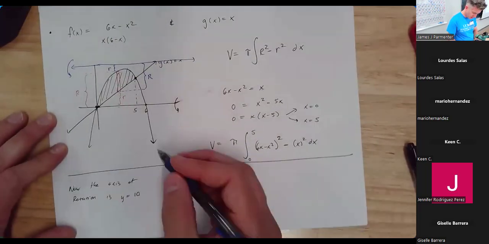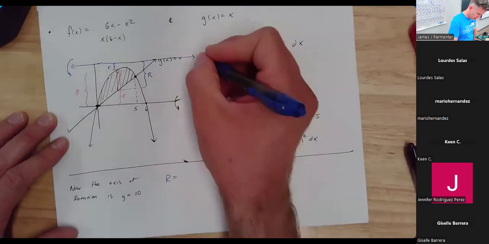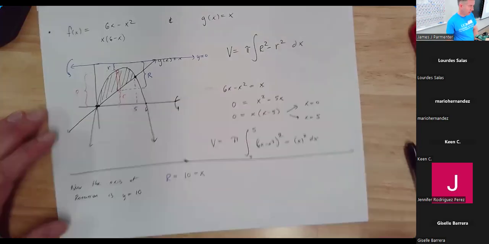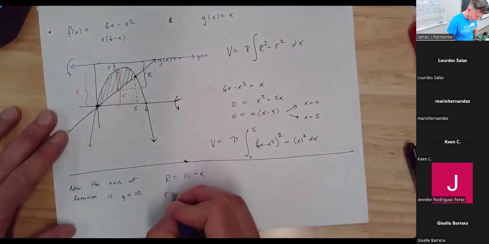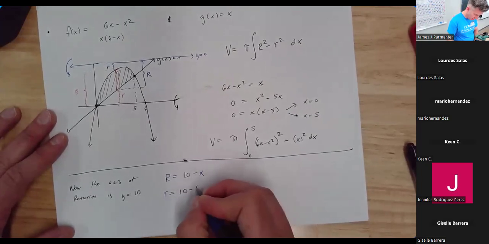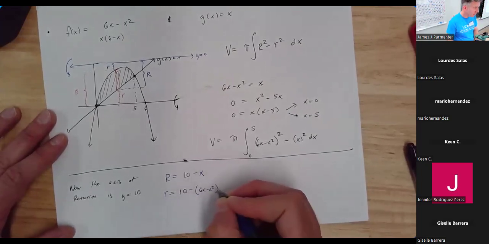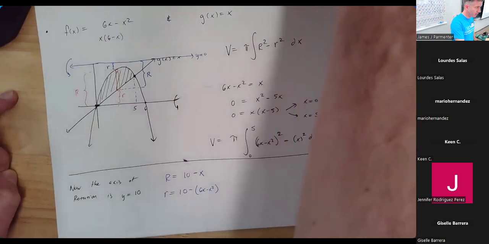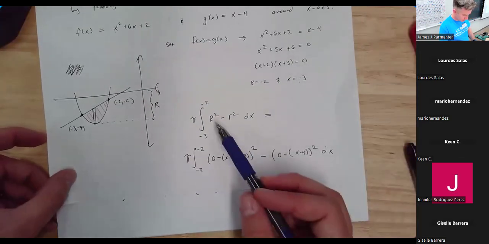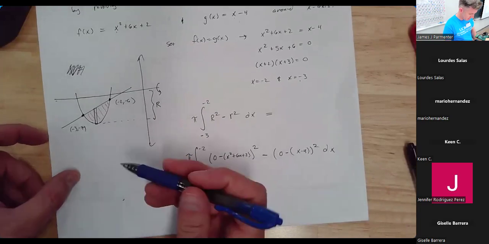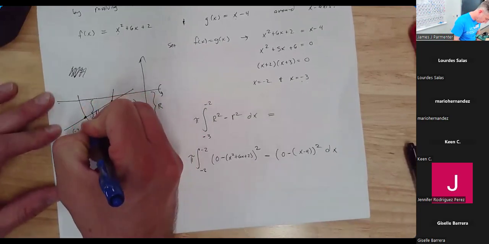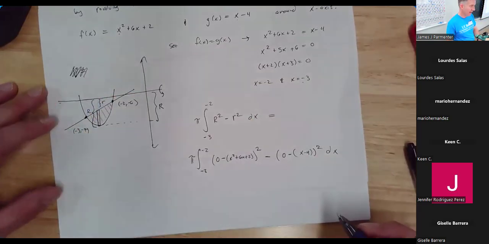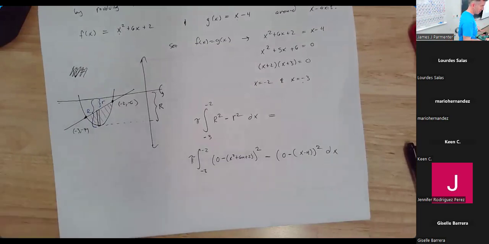So in this situation, my large radius is going to be, if that's y equals 10, 10 minus the straight line equation, which is x. My smaller radius is going to be 10 minus the parabola equation, which is 6x minus x squared. This, I hope, might make it a little more clear as to why on the previous page, I wasn't just saying it was the function, it was really 0 minus the function, because it was the difference between the axis of rotation and the further away function and the axis of rotation and the closer function. And I have to do the subtraction in the right order to be technically correct.